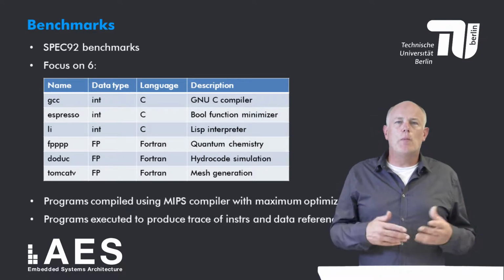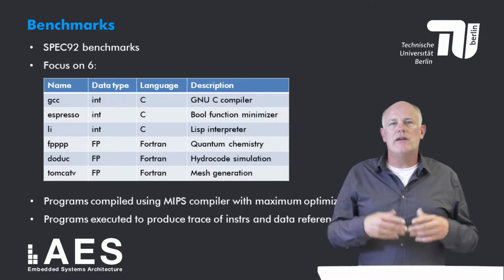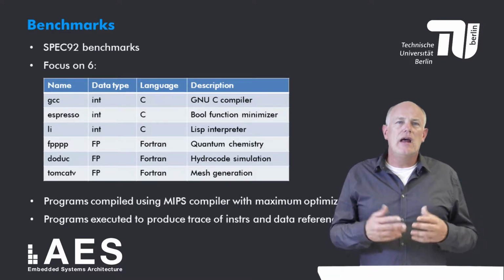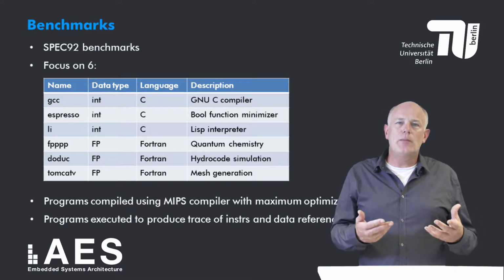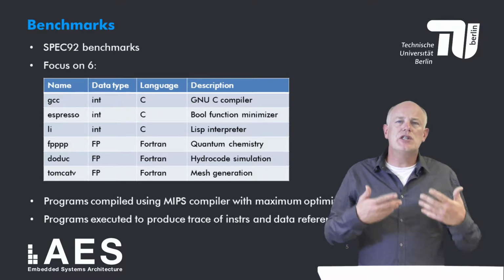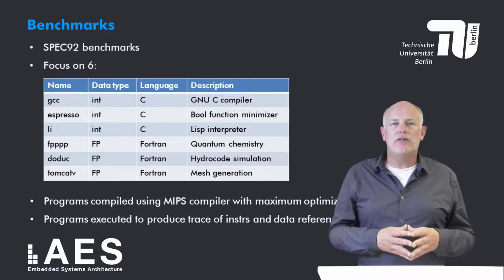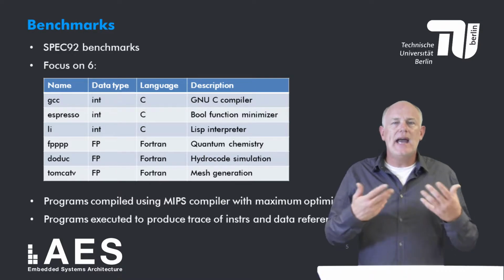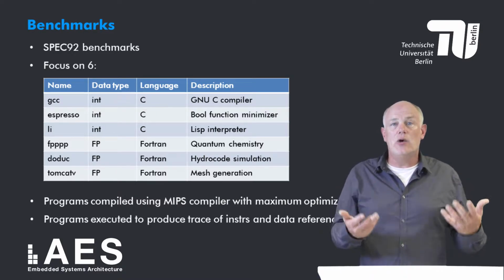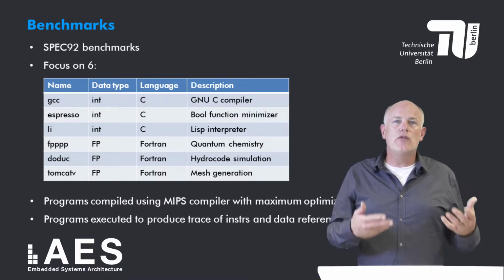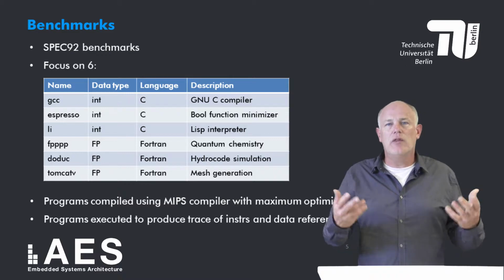The programs were compiled using the standard MIPS compilers with maximum optimization. Thereafter, the programs were instrumented and executed to produce a trace of instructions and data references. Using this trace, every instruction can be scheduled as early as possible, which can be used to obtain the IPC achieved on the ideal processor.